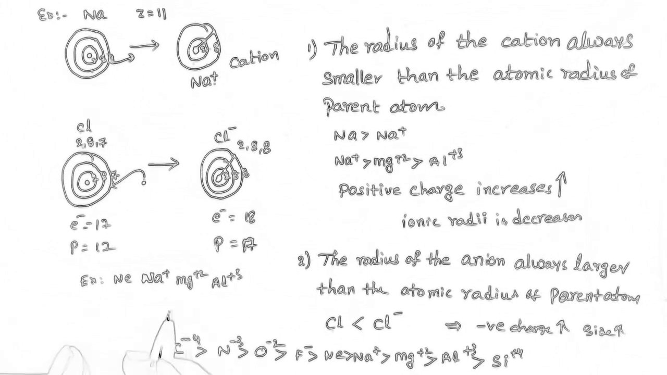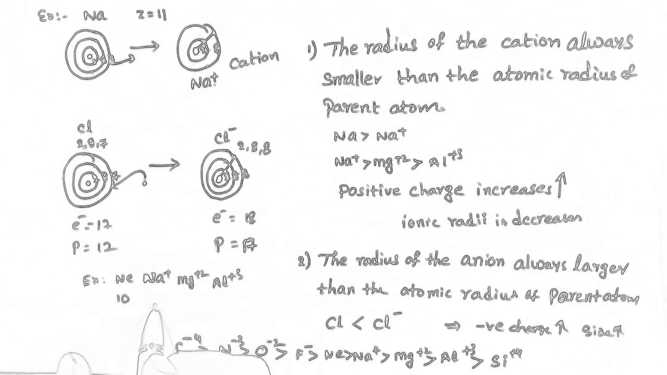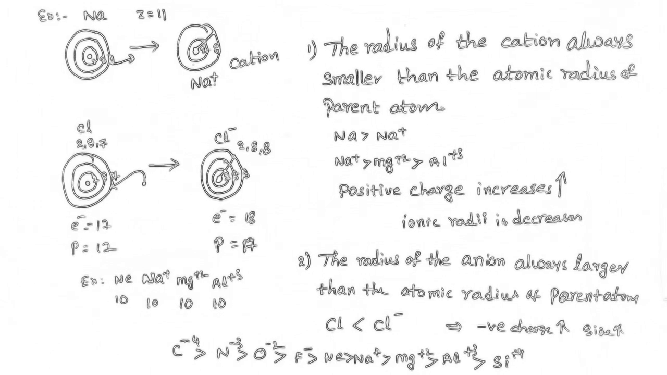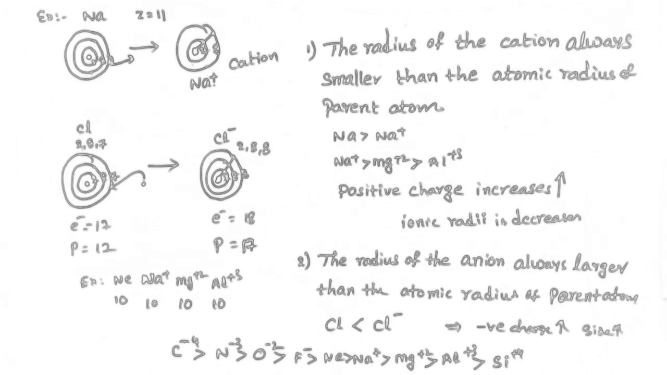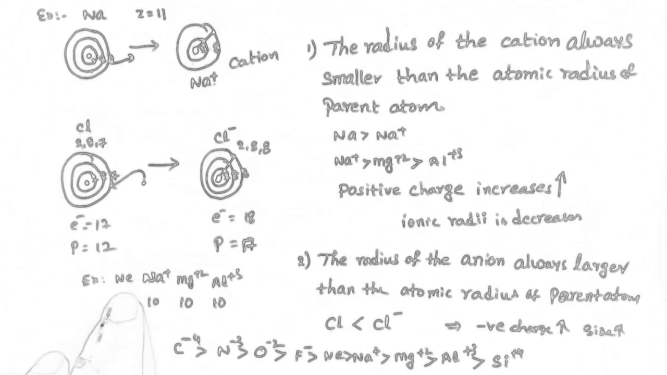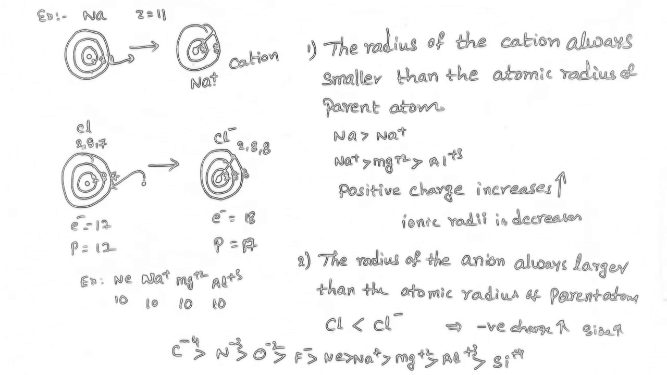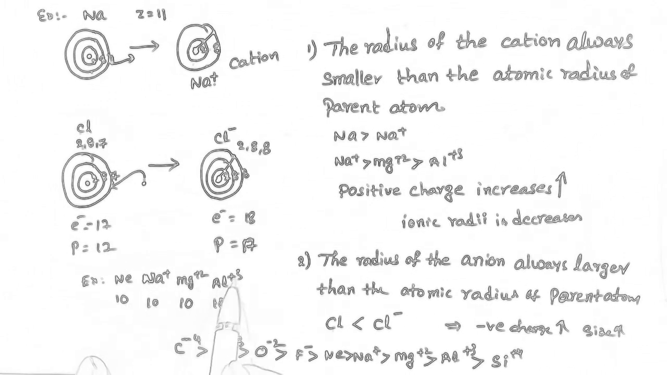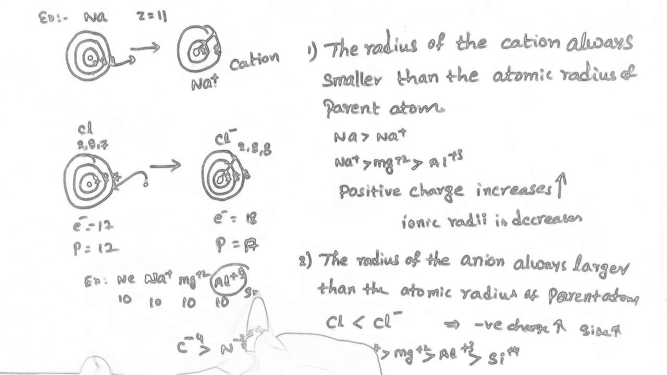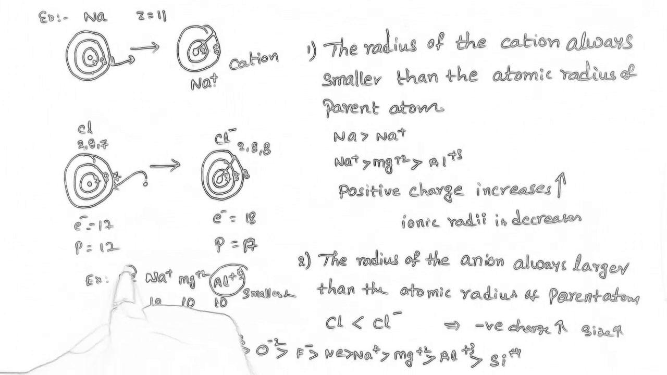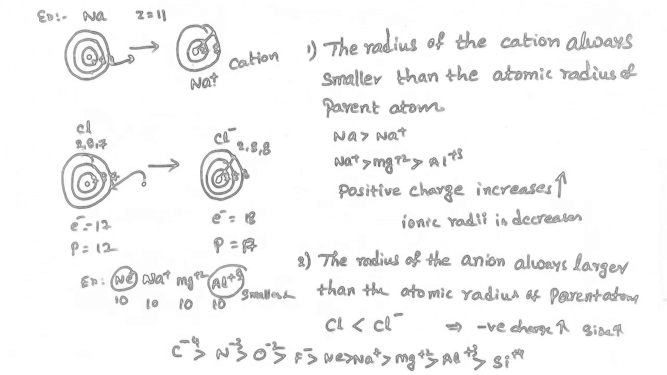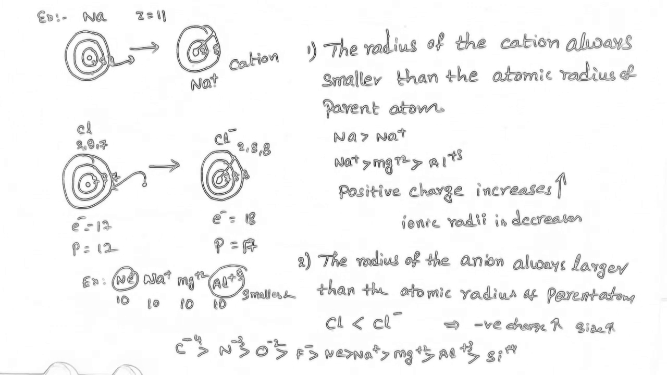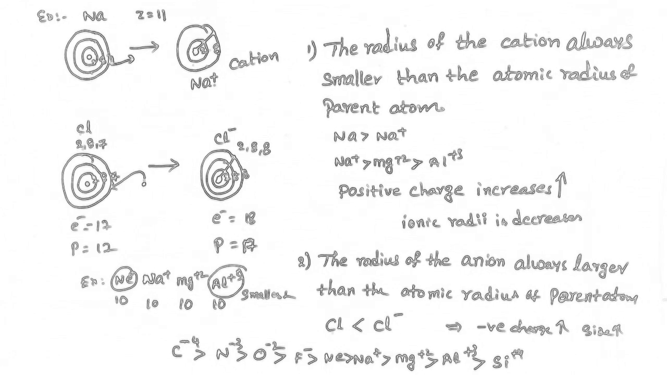Can you define it? Isoelectronic species means here electrons are 10, Na plus also has 10 electrons, Mg plus 2 also has 10 electrons. So the same number of electrons. If two atoms or ions have the same number of electrons, those are called isoelectronic species. So here, which is the larger one and which is the smaller one? Al plus 3 is the smallest, and neon has the larger size. So based on the charge on the anion and cation, we can tell the size of that ion.